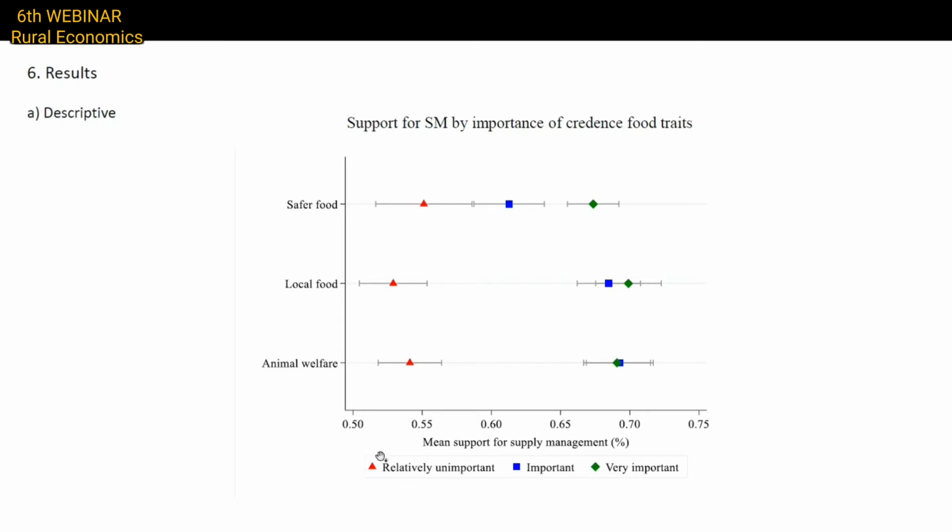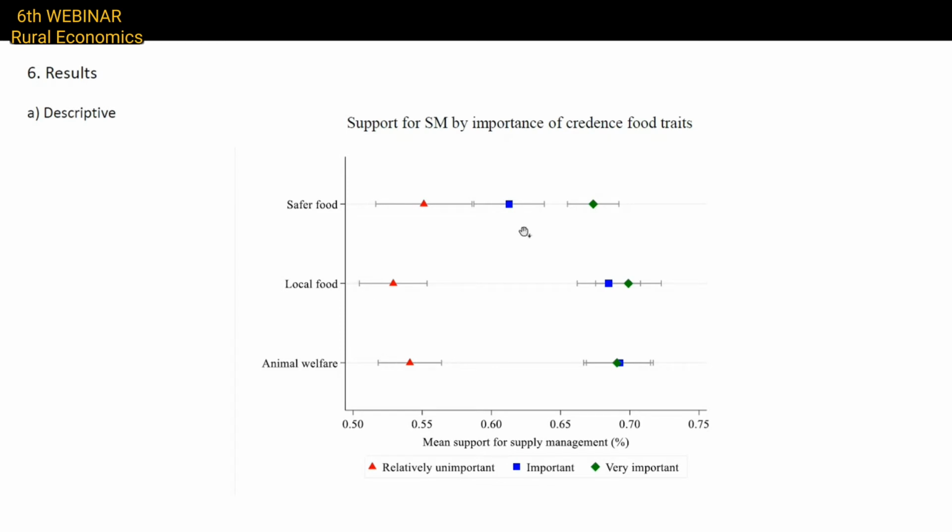Okay. So for people who said relatively safe food is not important, predicted support for supply management, this red triangle here, was about 55%. So support for the policy in the referendum question was 55% for people for whom safer food was not reported as particularly important in their purchasing decisions. Okay, the green triangle, these are people that reported to us that they choose food in the grocery store based on some information, probably a label that specifies the safety of this product. So predicted support for that group of people in supply management was much higher, about 70%. So about a 15 percentage point difference between those two groups of people on average, which is quite large.